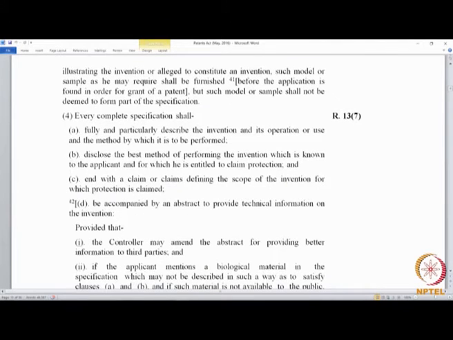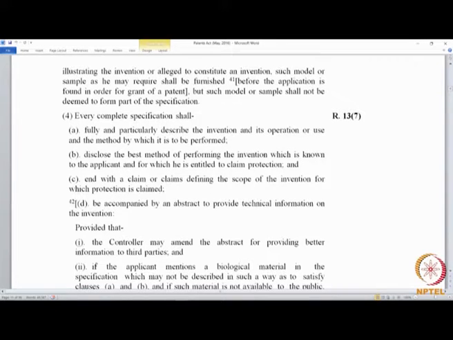Now, 10.4 describes the various parts and functions of a complete specification. 4a tells us that the complete specification shall fully and particularly describe the invention and its operation and use and the method by which it is to be performed. So, there is a full description of the invention, and the operation or use is described, and the method by which it is performed. To put it in a nutshell, the entire working of the invention has to be described in the complete specification.